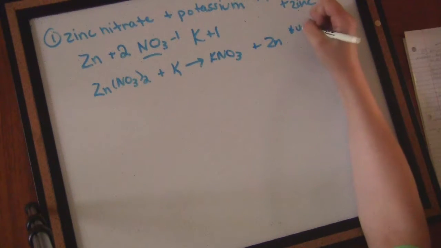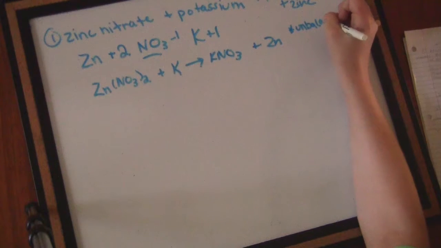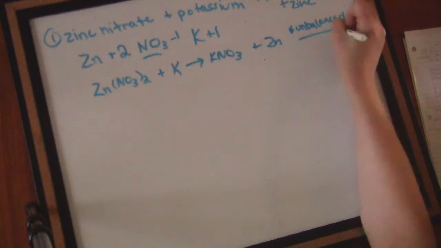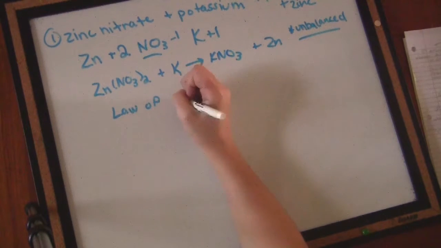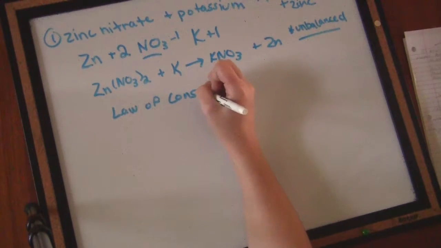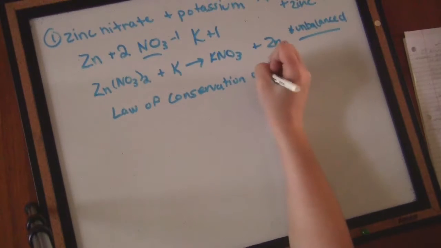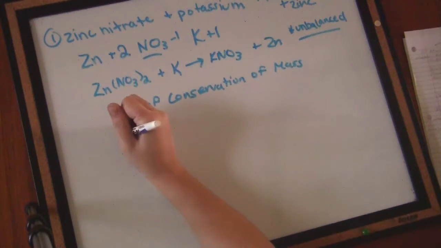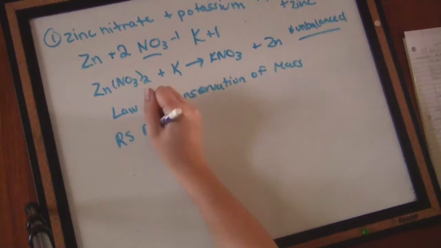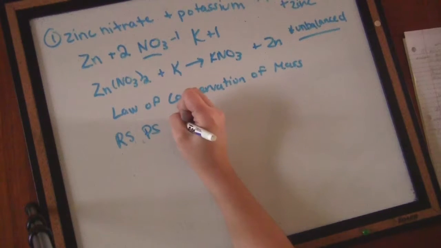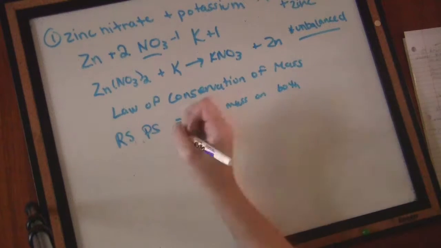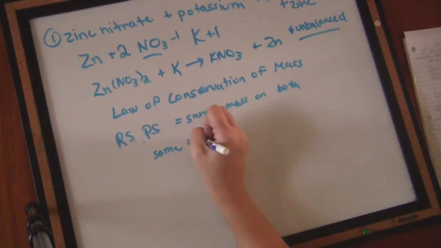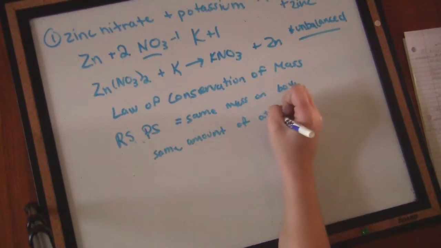The equation I have just written out is unbalanced, and is also known as the skeletal equation. These equations need to be balanced because of the law of conservation of mass. This law states that in a chemical reaction, the total mass of the reactants is always equal to the total mass of the products. This means each side needs to have the same amount of atoms for each element.